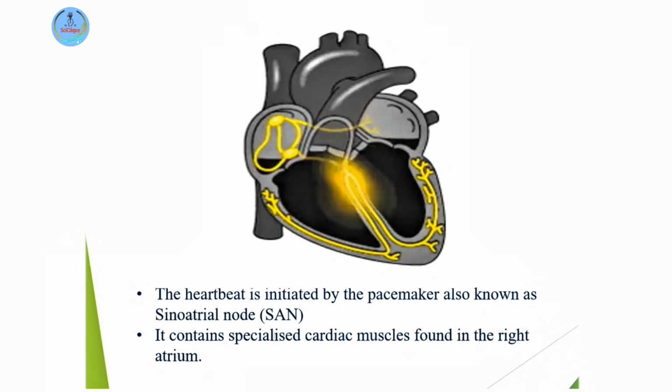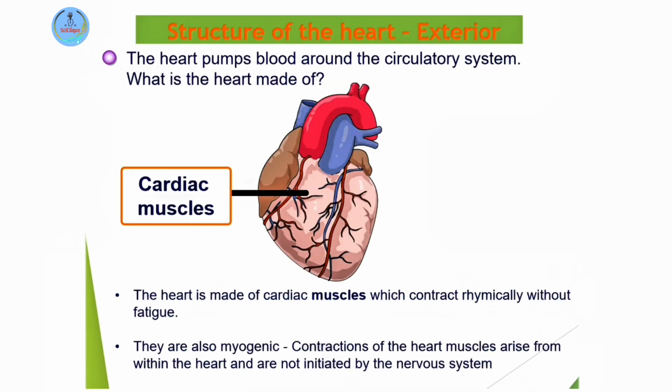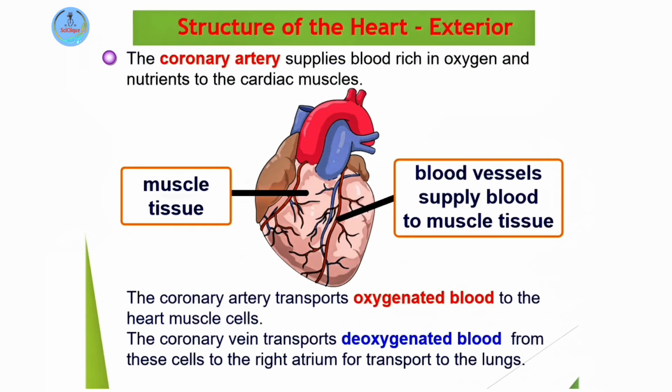So the contractions are not initiated by the nervous system, but by the heart itself. So those are the two unique characteristics of the cardiac muscles. Now, when it comes to cardiac muscles, these are muscles, of course, they're cells, and they're going to require a continuous supply of oxygen and nutrients to be supplied to them.